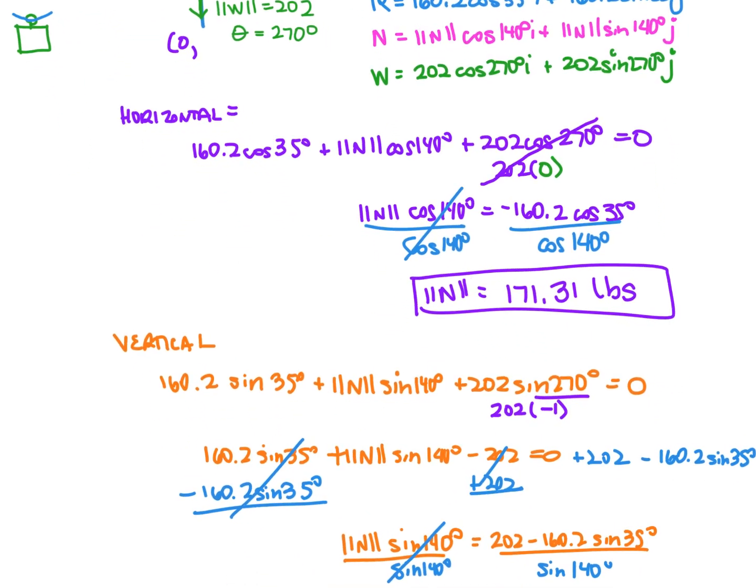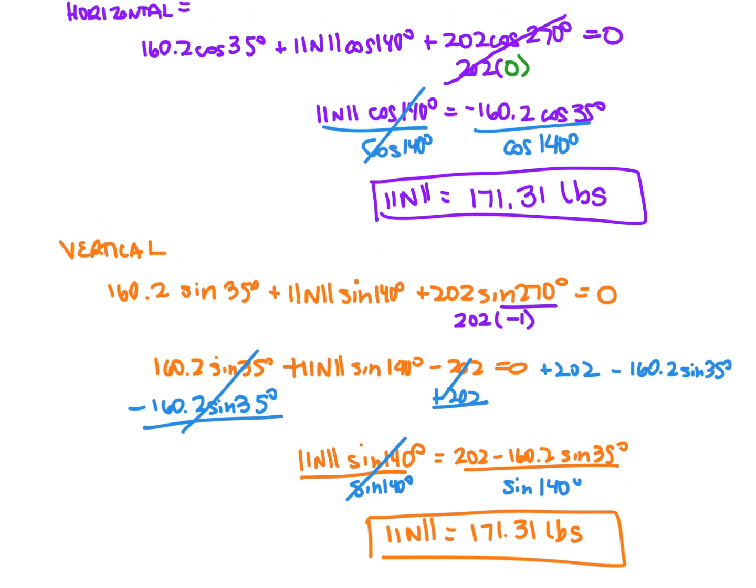So here's the work right here. I went ahead and solved for the vertical components, adding them all together. The sine of 270 degrees is negative 1, so this would be 202 times negative 1, so negative 202. And again, I want to solve for N, so I'll add 202 to both sides. Then I'll subtract 160.2 sine of 35 degrees on both sides. And then finally, we'll divide by sine of 140 degrees in order to isolate magnitude of N. So when we plug everything into our calculator, we would get 171.31 pounds.